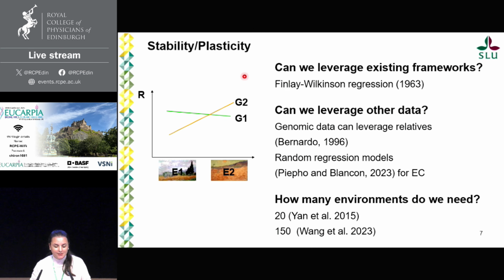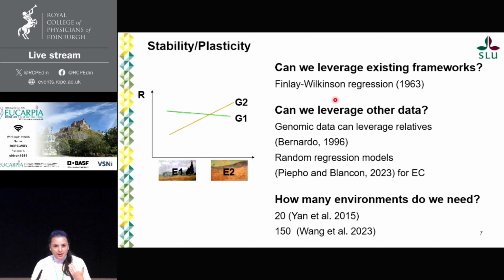And there is this very old framework on Finlay-Wilson regressions that has been around forever. And this is the same reaction norm, and we're estimating this stability, we call it stability, but it's actually the sensitivity or the plasticity of the genotypes. How do they respond to a change in the environment?